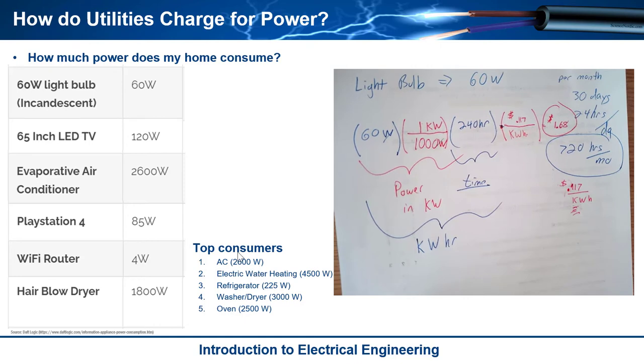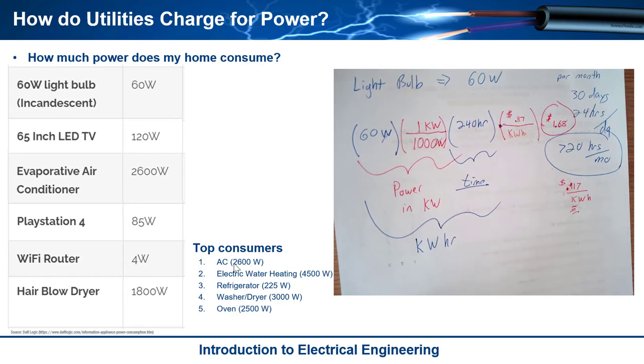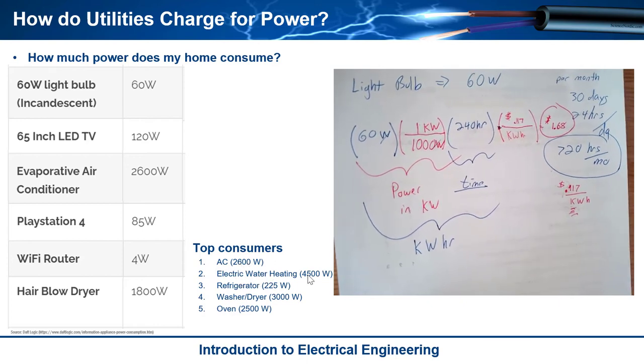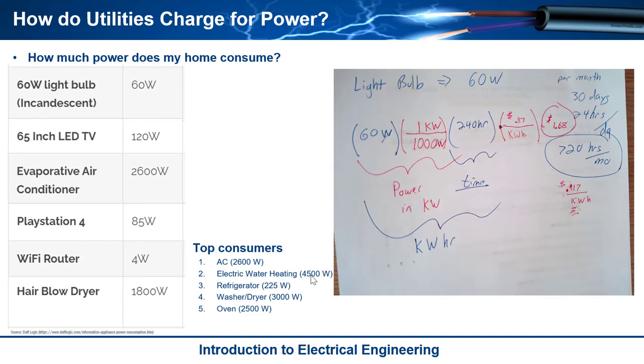So if you look at your top consumers, just roughly, your air conditioning is a huge one, right? It's 2,600 watts when it's on. It usually comes on like 4 or 5 times an hour. So it's not on all the time, but when it comes on, it's huge. Electric water heaters. These things are massive amounts of power. This electric water heater is 4,500 watts. That's the reason that most water heaters are natural gas, because it's so expensive to heat with electricity.